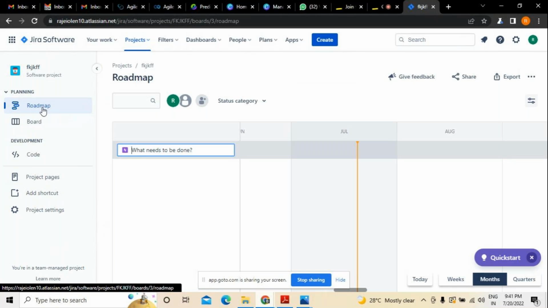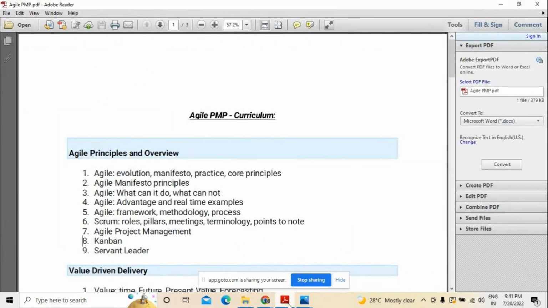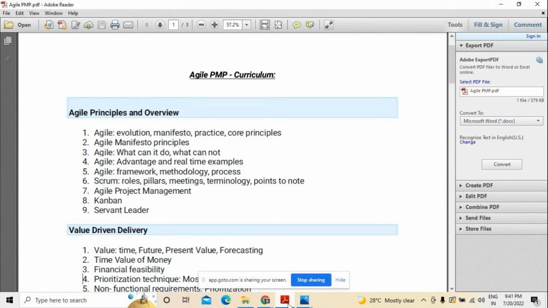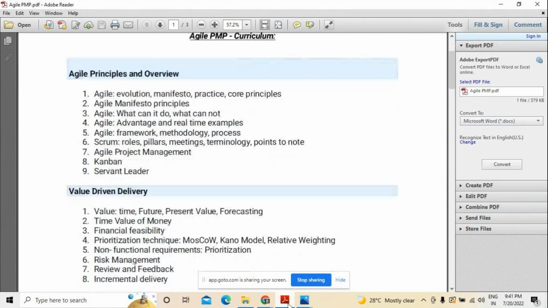Project is required for you. I think this is more needed for you. What else is required? Can you see this, Deepali? Evaluation, Agile, Manifesto, all these are required. I'm just reviewing from the beginning. Okay, Kanban anyway.